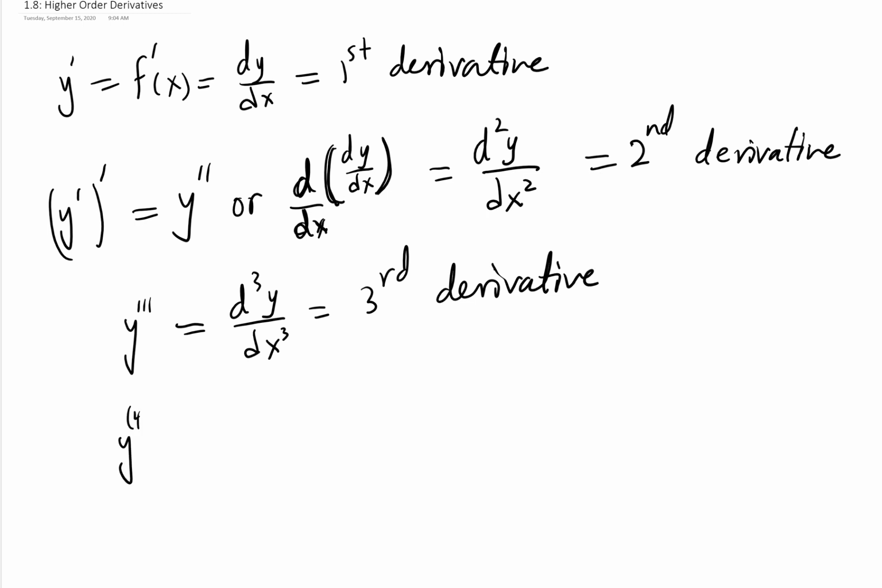Y to the fourth. From the fourth on, we start writing a number instead of continuing to write those dashes. Y to the fourth, which is the fourth derivative with respect to x. That's called the fourth derivative. And this keeps going on and on. Those are called higher derivatives.